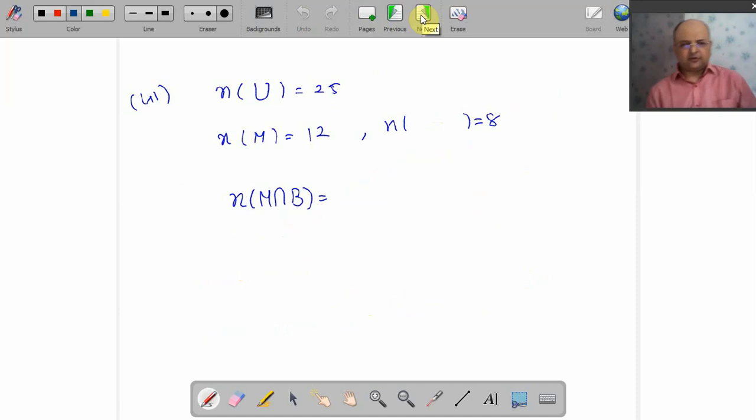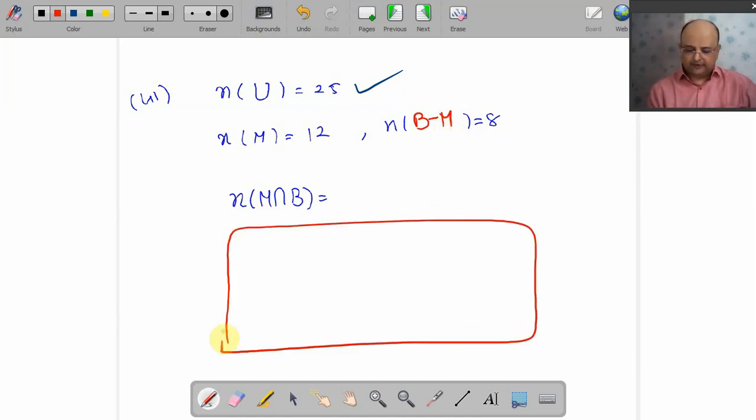This was a question in your textbook. Total number of students in a class is 25. Number of students who study mathematics is 12. Number of students who study biology but not maths, that is b minus m, is 8. And find out n of m intersection b, meaning the number of students studying both. Every student studies either maths or biology.